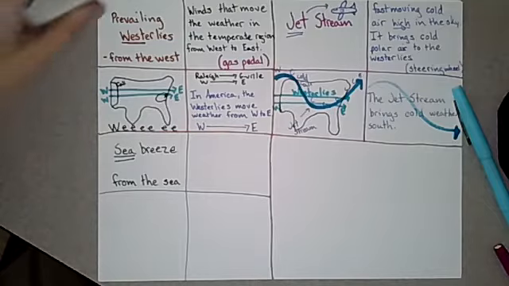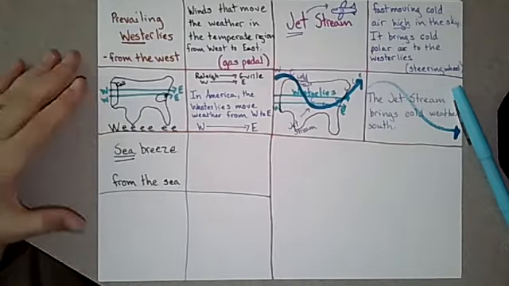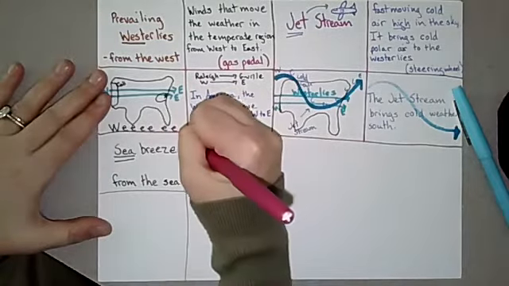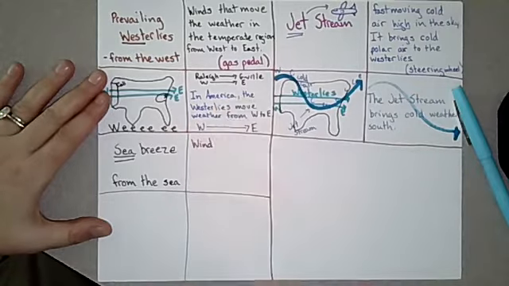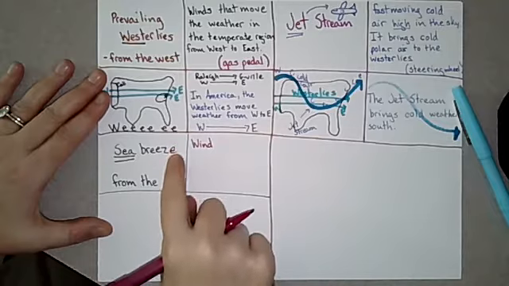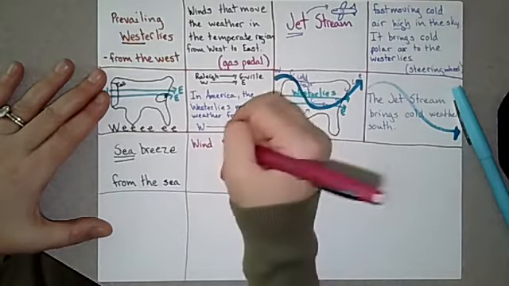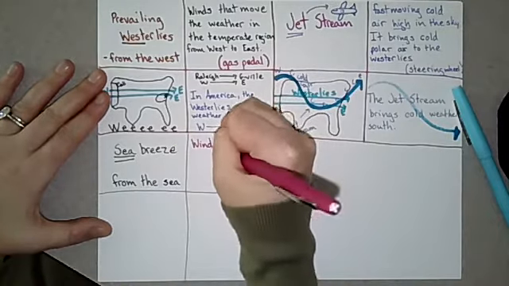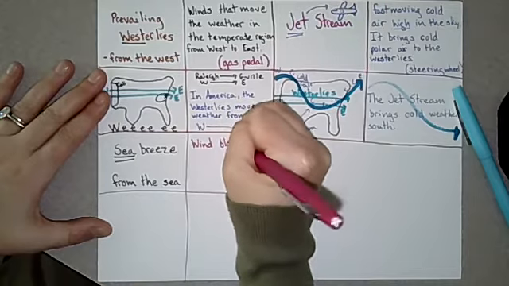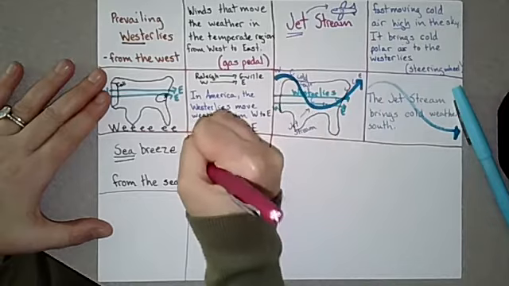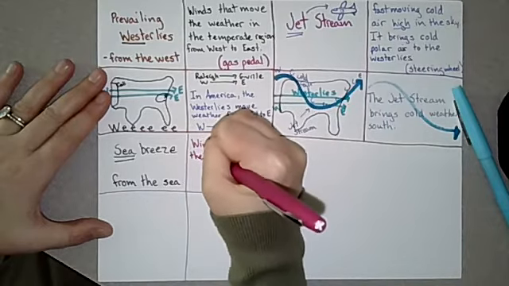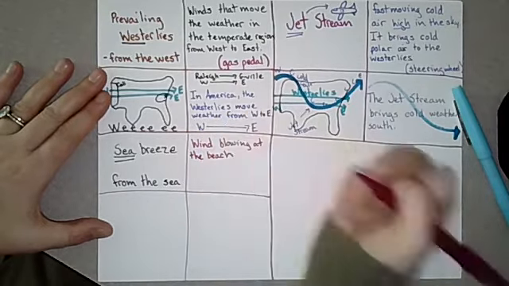All right. We're going to write the definition first. A sea breeze, it's a local breeze, meaning that it doesn't go all over the globe. Sea breezes happen at the beach. It is wind blowing at the beach. At the beach. Or at the coast. Does that make sense?